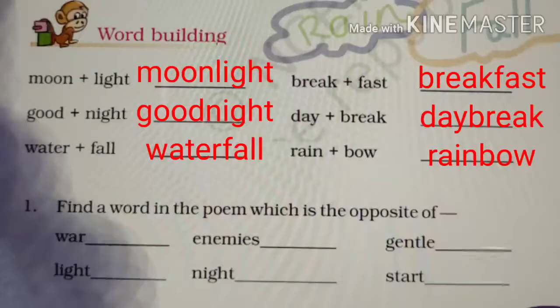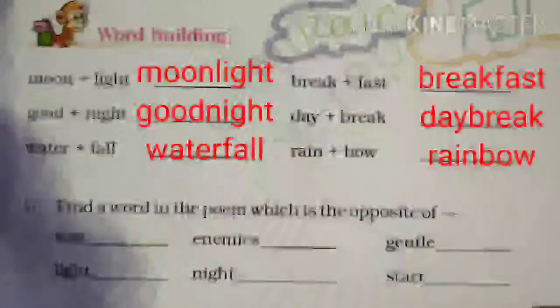Once again, I want to repeat these all words after joining. When we join the first part and second part, then what will be the third part? Moon plus light, moonlight. Good plus night, good night. Water plus fall, waterfall. Break plus fast, breakfast. Day plus break, daybreak. Rain plus bow, rainbow.